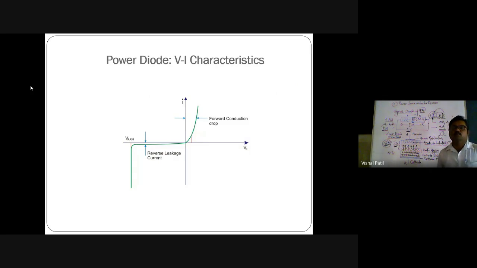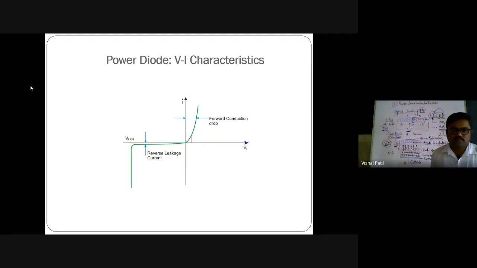So this is the nature of the VI characteristic. As I mentioned, in the first quadrant you need to plot voltage on the x-axis and current on the y-axis for the VI characteristic of the power diode. In the first quadrant, you'll see that the diode is connected in forward bias. Normally, current increases with the increase in voltage.